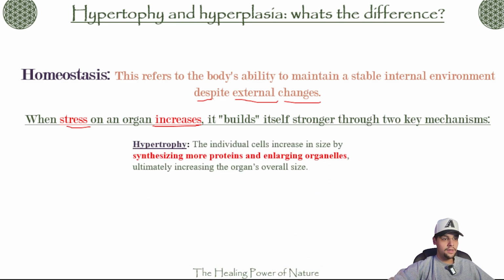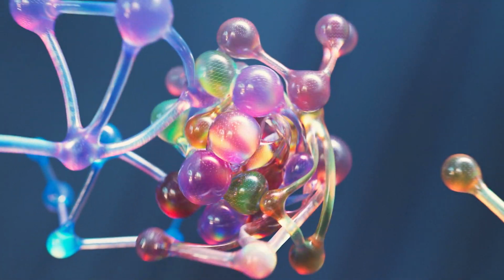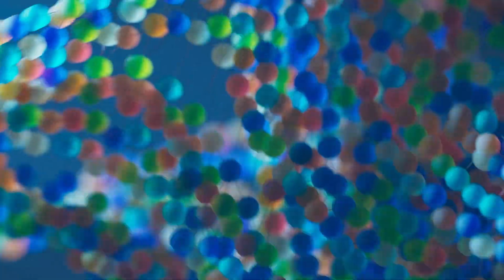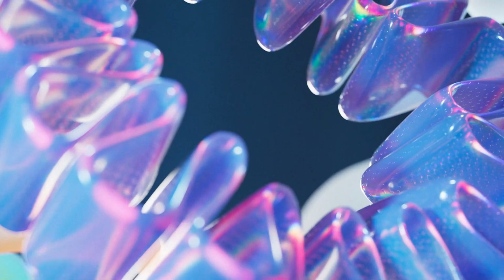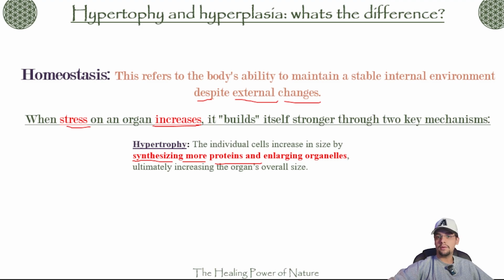So hypertrophy can be imagined as reinforcing the existing walls of a house, okay? So in biologic terms, this means that the individual cells increase in size by synthesizing more proteins and enlarging organelles, ultimately increasing the organ's overall size. So hypertrophy, synthesizing more proteins, okay? It's very important that you understand this.